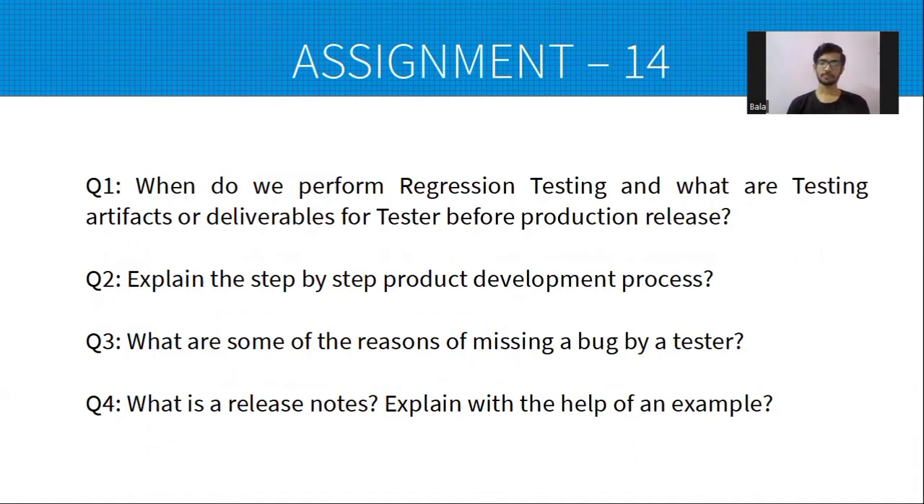So the regression testing report, release notes, and release sign-off email for that particular sprint. These are all the testing artifacts or deliverables for the tester before any production release of the software.